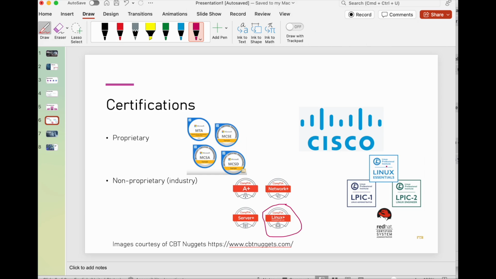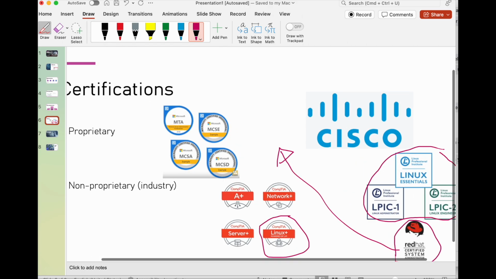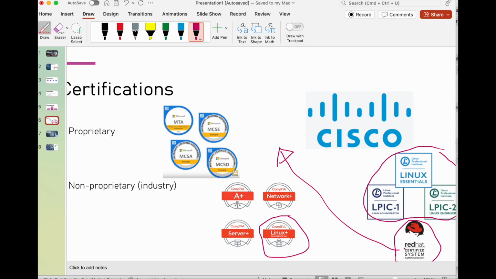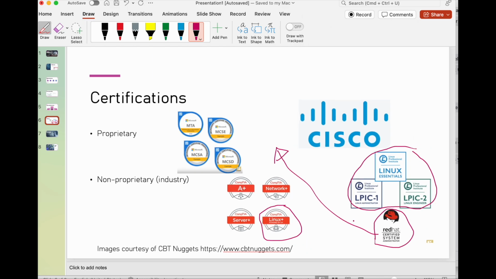We have here the other non-proprietary certifications. Actually, this should be shifted over here, because Red Hat is very proprietary. But here we have Linux, and you could say they're non-proprietary, because they're industry standard certificates. The Linux Professional Institute really doesn't sell anything other than services and things like that.